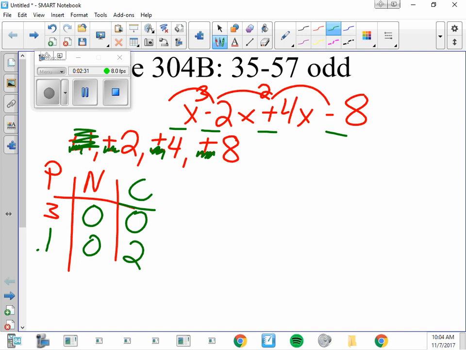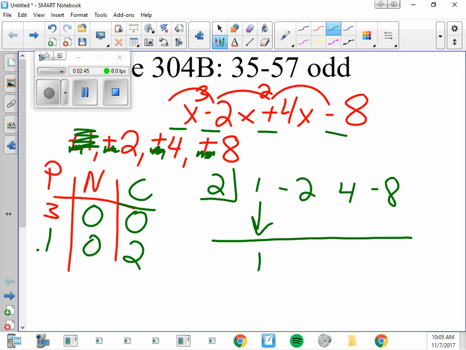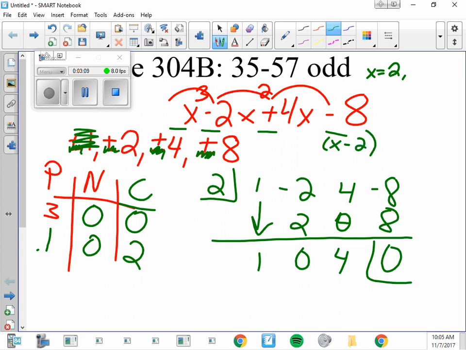What should we try? 2? I put 2 in the corner. Am I missing any terms? Nope. 1, negative 2, 4, and negative 8. Drop the first term. 2 times 1 is 2. 0. That would be 0, sorry. 4 and 8. Okay, so I now know one of my roots is 2. One of my factors is x minus 2.